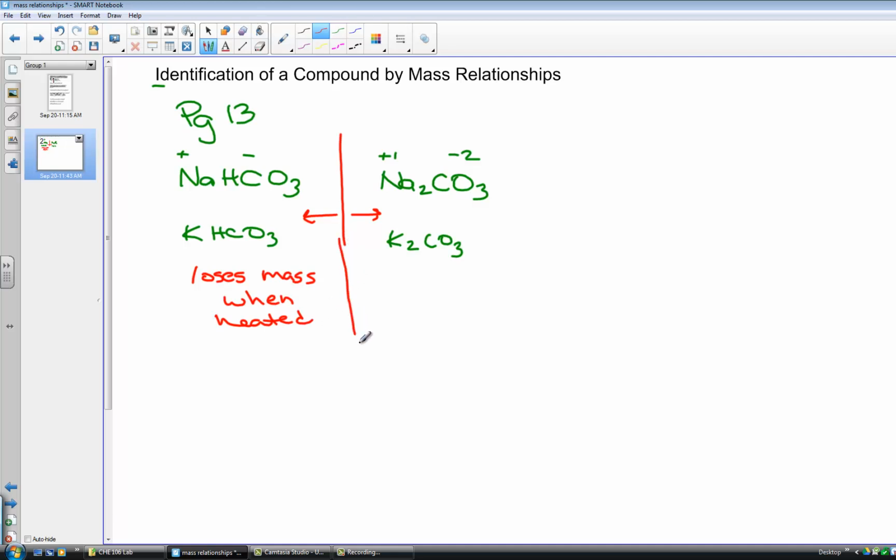Whereas on the opposite side here, the mass remains constant. There is no water and carbon dioxide to drive out. It's a dried salt. So one of the first things we'll do is to determine, am I a bicarbonate or a carbonate? And so the directions will tell you to weigh out a known mass of the unknown. And the unknown mass you're going to record into your data table.